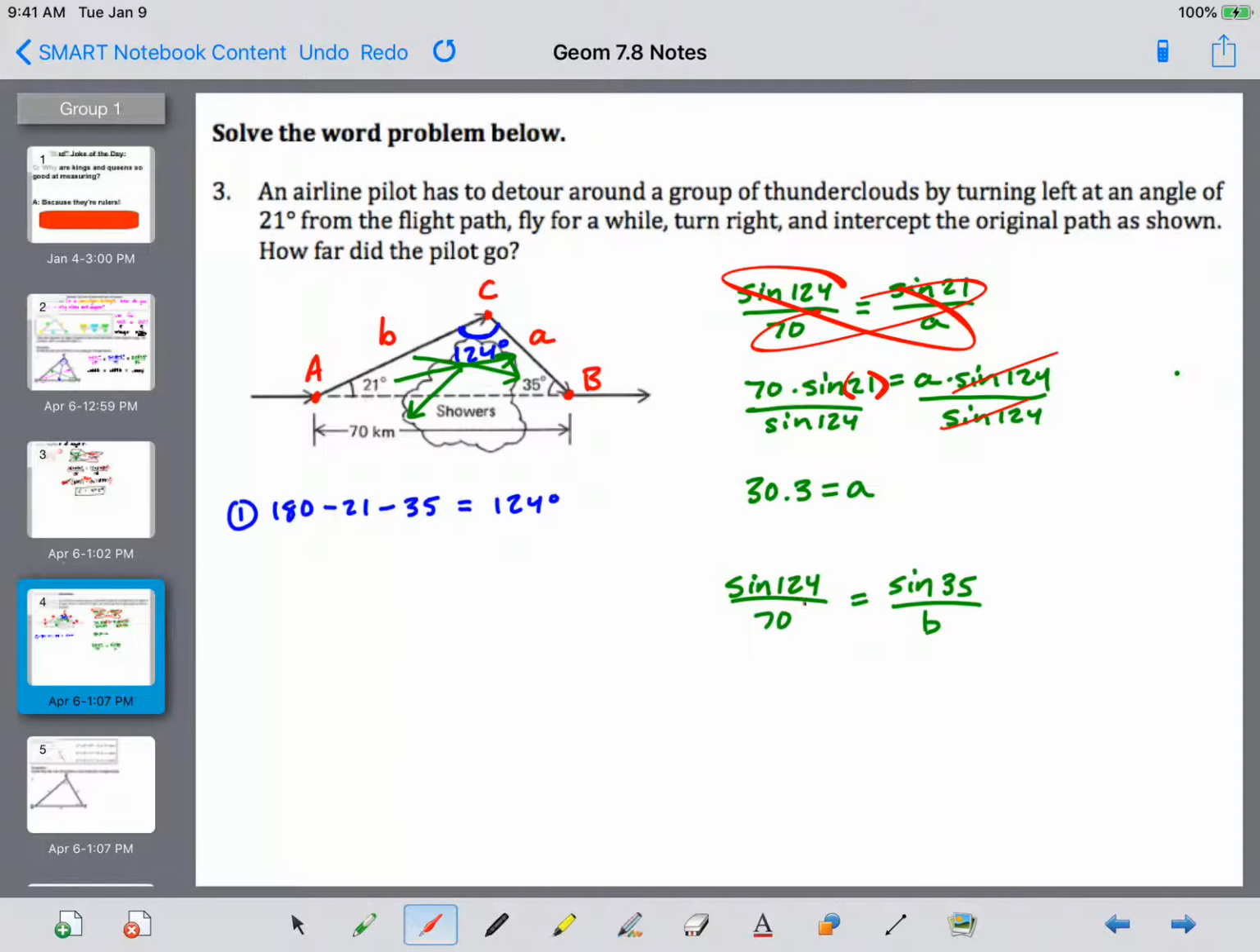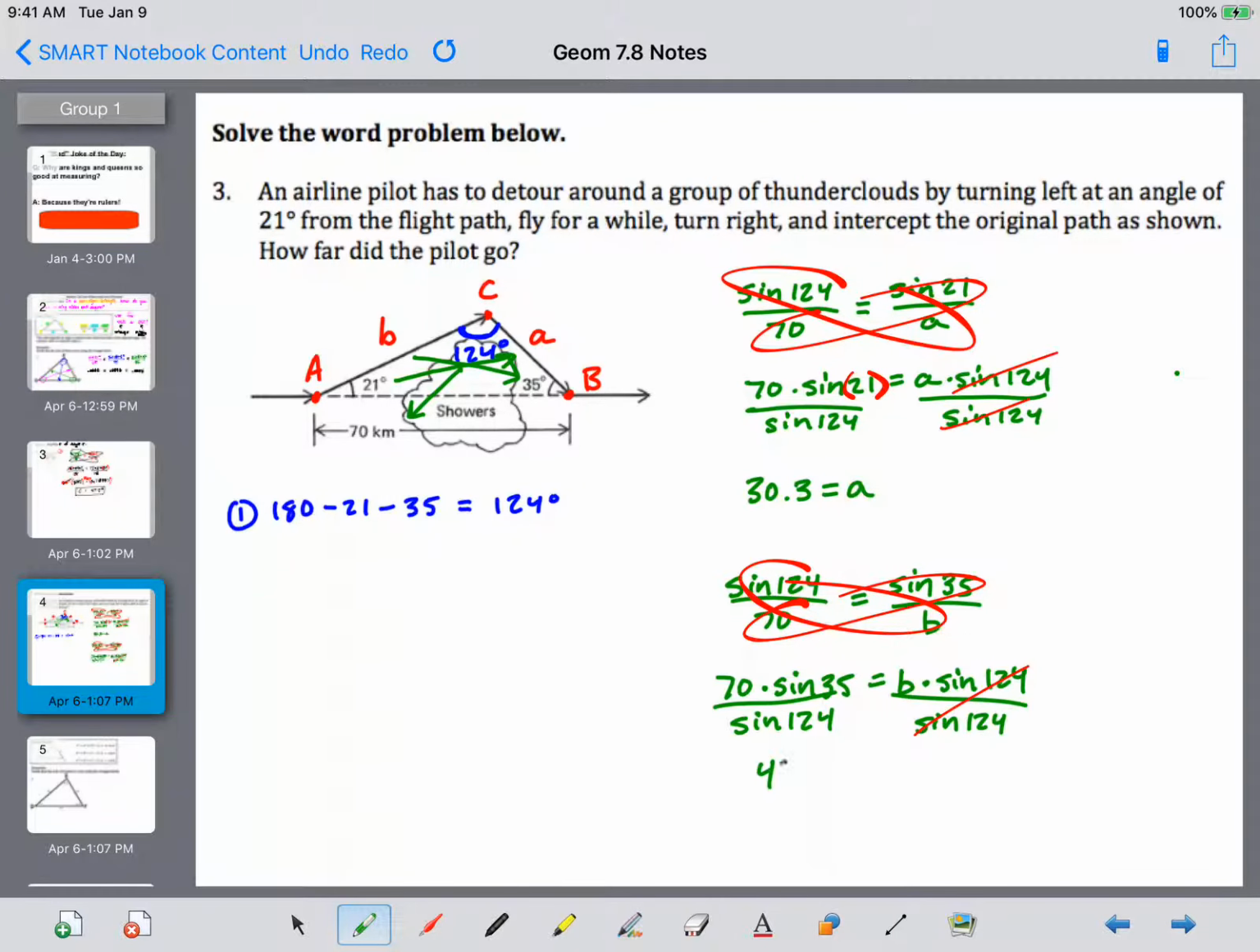Go ahead and cross multiply again. So now we're going to do 70 times the sine of 35 is equal to B times the sine of 124. And again, we have to get B by itself, so we'll divide by the sine of 124. All right, so B's cancel over here. Go ahead and plug that into your calculator. 70 times the sine of 35 divided by sine of 124. If you do that correctly, you should get 48.4 for B.